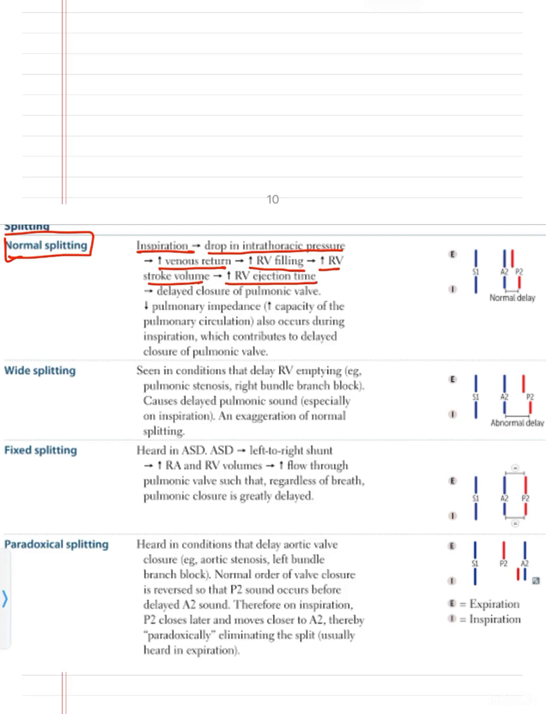So it will take more time for the blood from the right ventricle to eject out, and therefore there will be delayed closure of the pulmonic valve. The second thing that happens during inspiration is that pulmonary impedance will decrease. This also occurs during inspiration and contributes to delayed closure of the pulmonic valve.